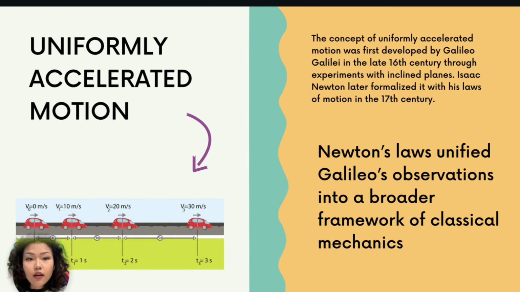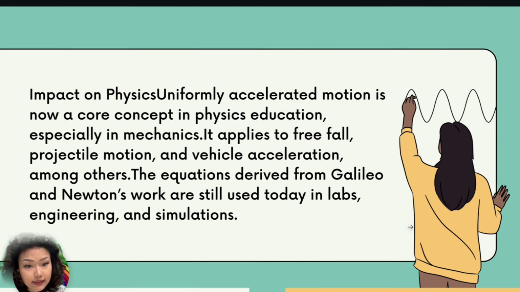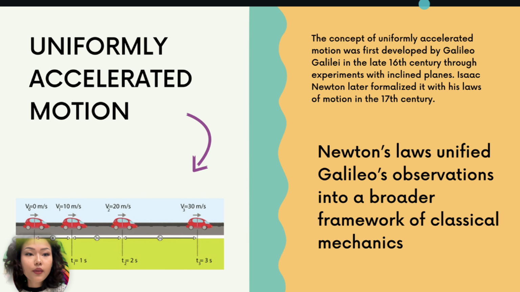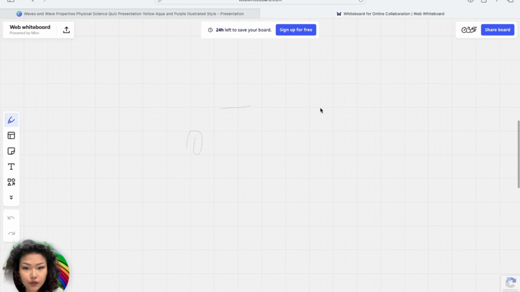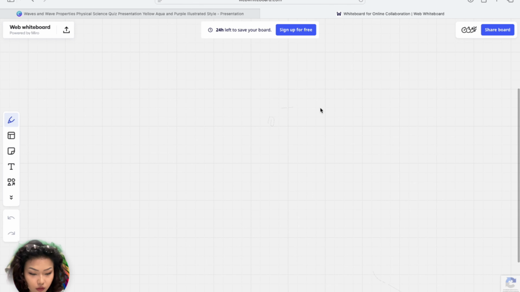So, as I said, the concept of uniform accelerated motion was first developed by Galileo Galilei, and Newton's laws unified Galileo's observations into a broader framework of classical mechanics. Let's move on to the formulas.